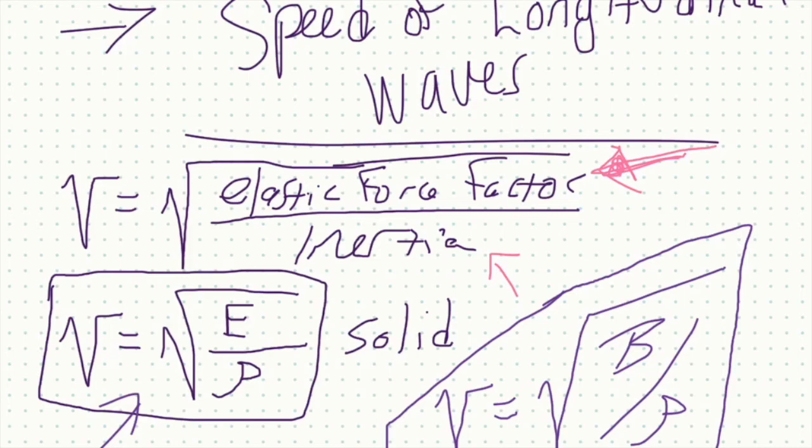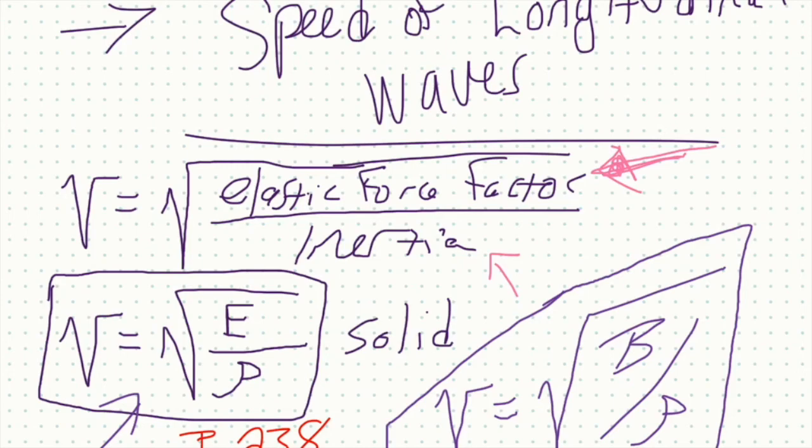And there's a table of very common bulk and elastic moduli back in chapter 9, section 5, I believe. Yeah, page 238. So you can find these bulk moduli and elastic moduli in the table on page 238. Okay, that's what I'm going to say.